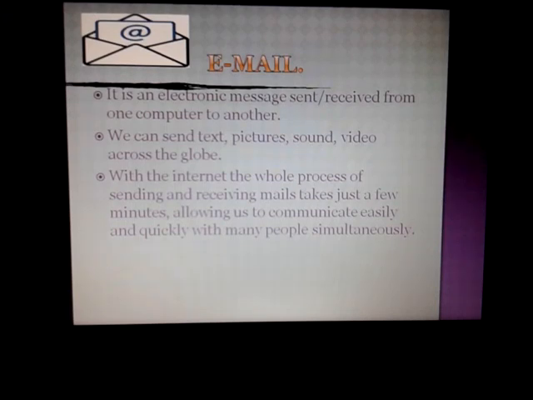Dear viewers, you know that it takes days to send a letter across a country and weeks to go around the world with the help of postal mail. In order to save our time, in order to save our money, electronic mail is nowadays used. This is one of the most widely used applications on the internet. So, what is this electronic mail or email? It is an electronic message sent, received from one computer to another computer. Or we can say it's the worldwide exchange of digital messages on computer via internet.